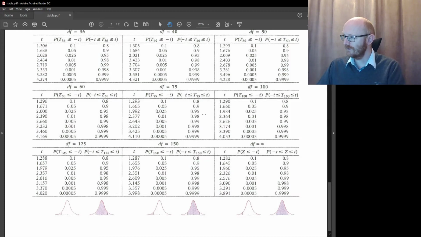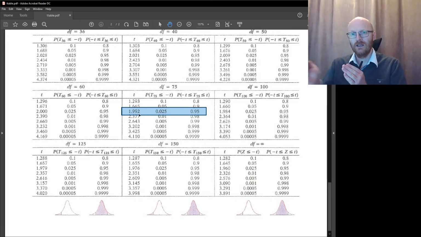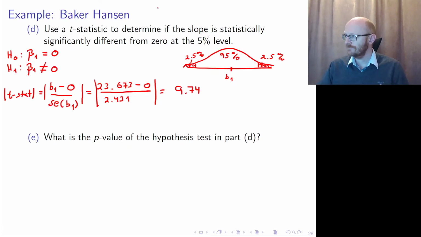And if we look here, the tail distribution for degrees of freedom of 75, to get 2.5% in each tail, or equivalently 95% area in the middle, we have to go 1.992 standard errors away from our coefficient value.